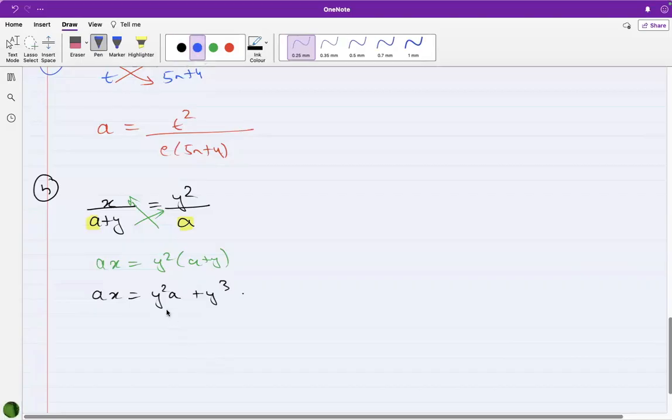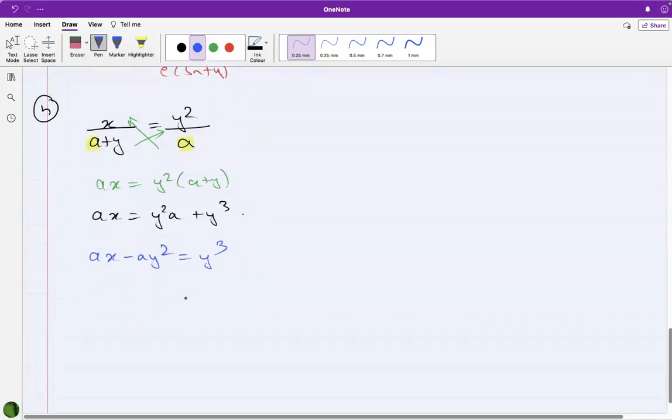And now I can easily bring all the a's on one side. It's slowly coming to one side, and I'm taking out a as common. This is x minus y square is equals to y cube. And finally, a is equals to y cube over x minus y squared.